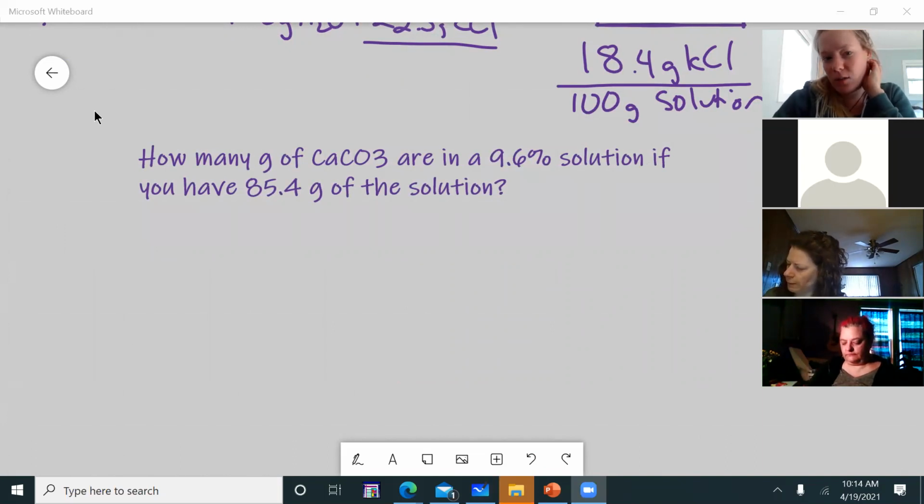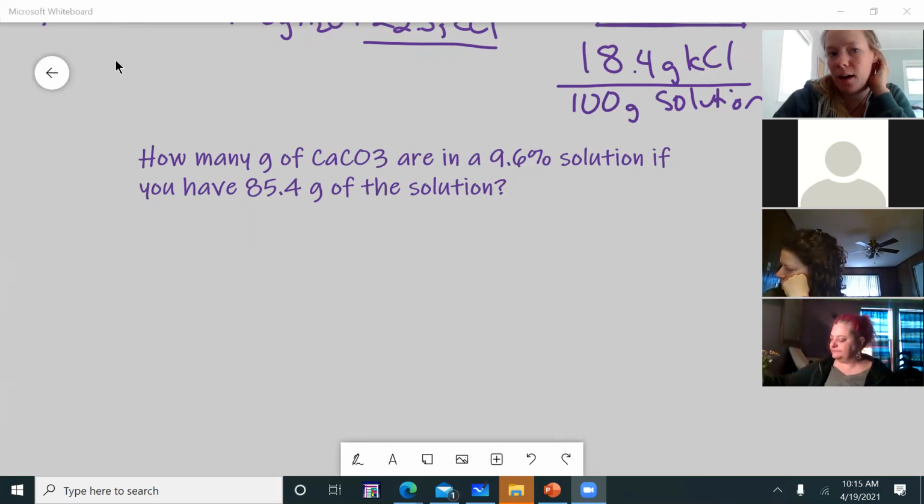And there are kind of two different ways you can go about this. You can either plug it into the equation, or you can do it in dimensional analysis using the mass percent written as a conversion factor. I will show you guys both of them in about 2 minutes.